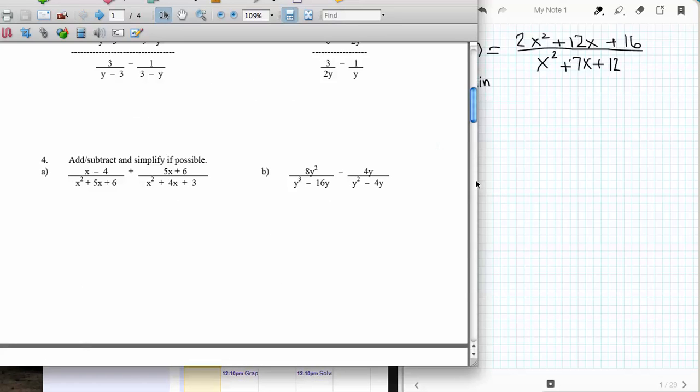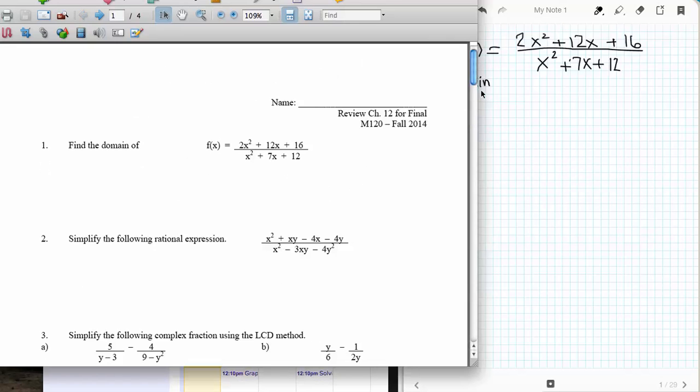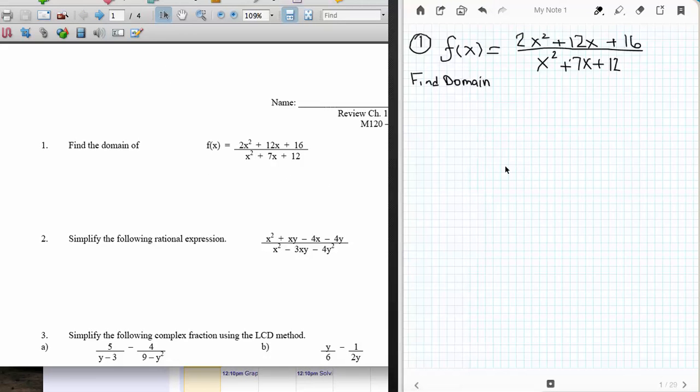This video is to do a review of Chapter 12 from the Lehmann text. This review is for Math 120 at Kenyatta College. So we're going to start off with finding the domain of a rational expression.